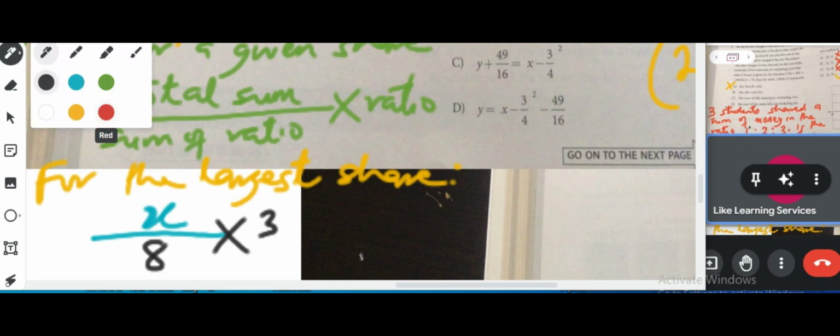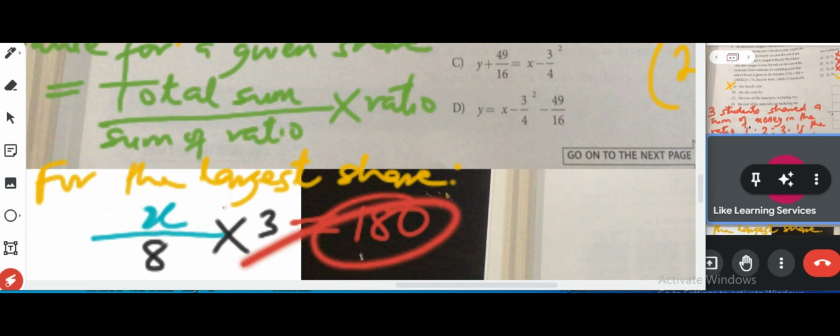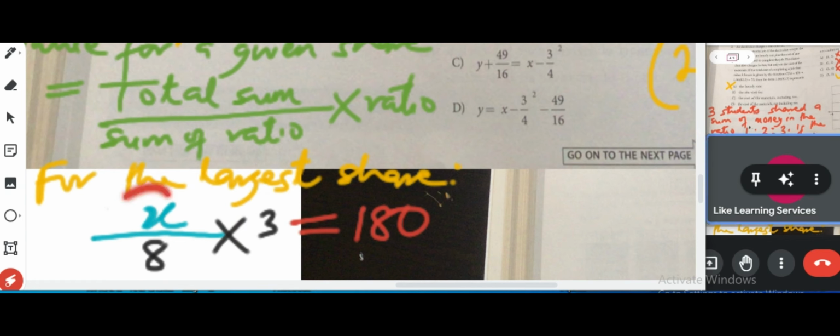And that will give us the total equals 180. I'm just doing this in a reverse way, what we call the reverse principle. If I already knew the value, I would have just done the total value divided by the sum of ratio times the ratio to get the value. We don't know the total now, so I will call it x, divided by the sum of ratio 8, times ratio 3, equal to the value 180. So with that we can get x.